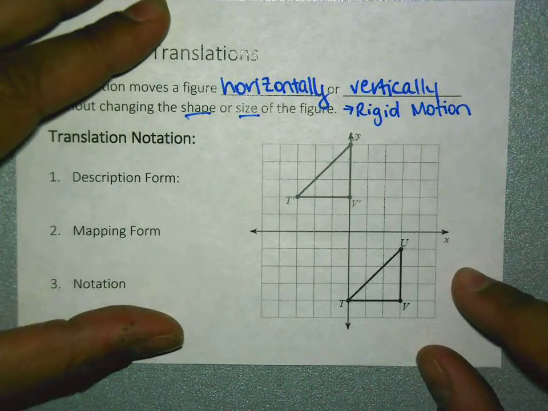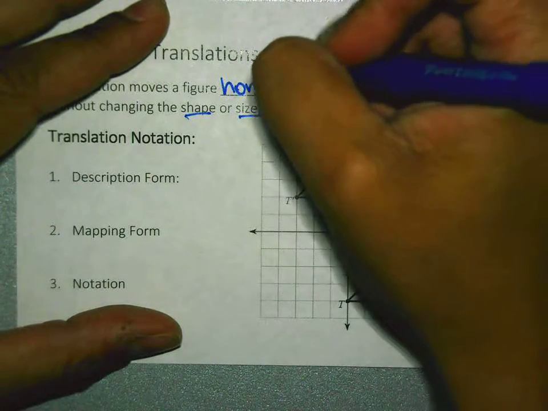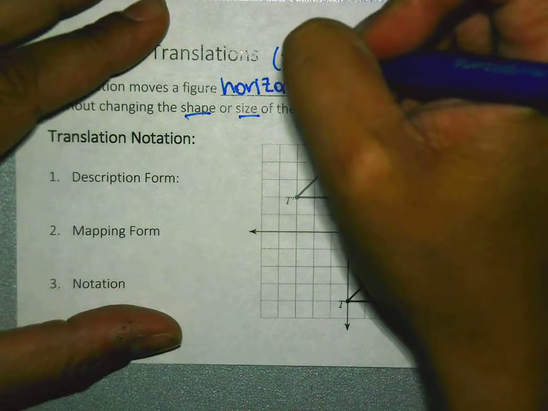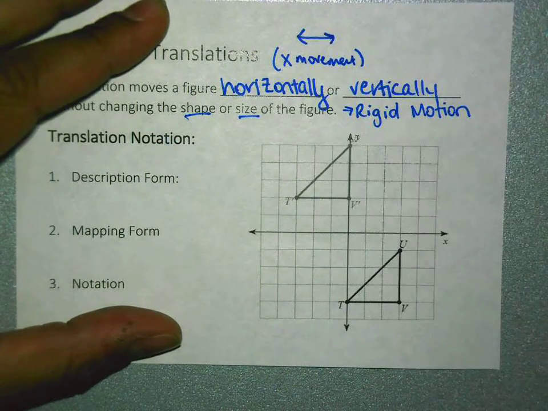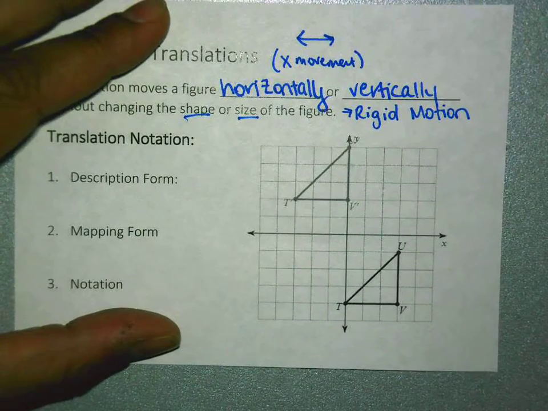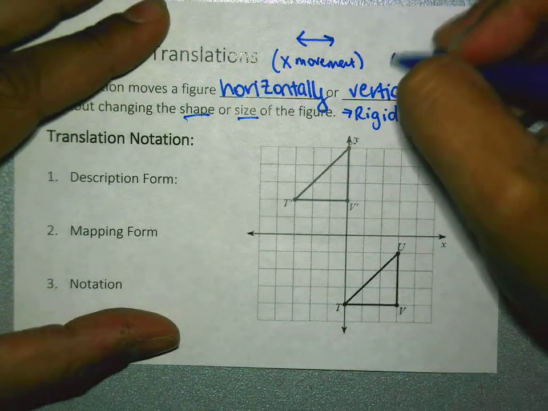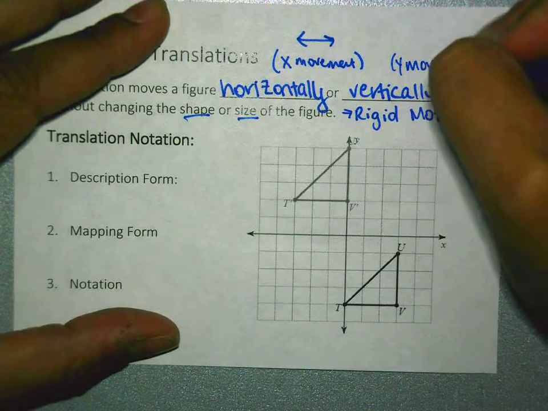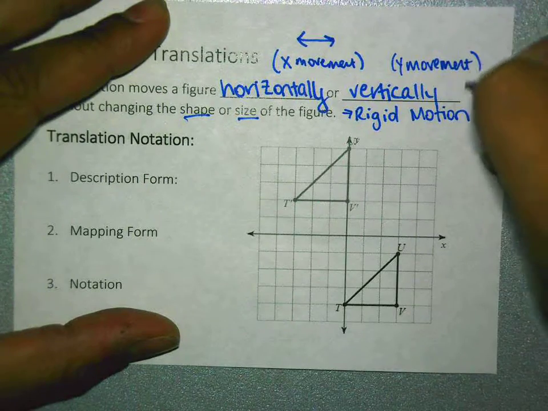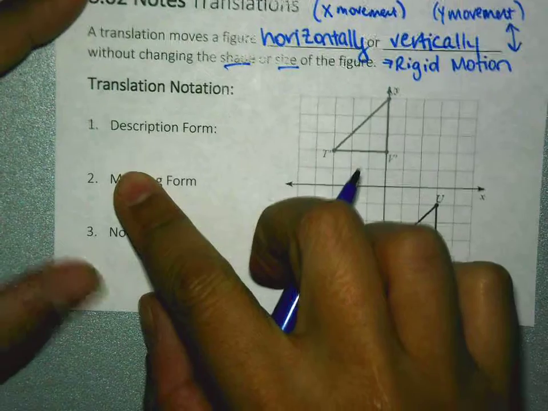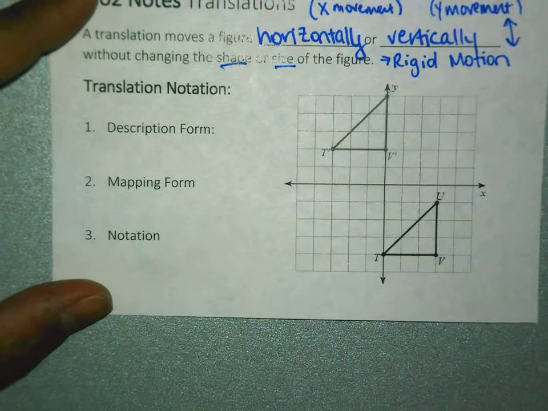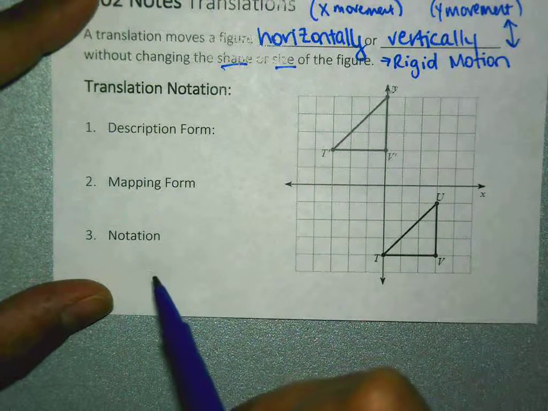series of movements. Remember that horizontally refers to an X movement because the X-axis moves horizontally, and vertically refers to a Y movement because the Y-axis moves vertically. So there's three ways to notate a translation, and we will talk about those three here.